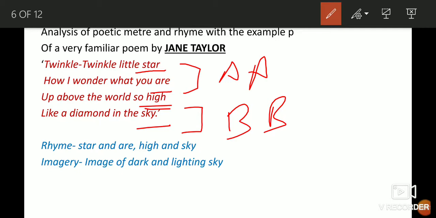Okay, and what's the imagery? Imagery is also a poetic device, and here the poetess has used the image of a dark and lighting sky. Whenever you imagine the twinkling stars, you may imagine the dark side of the sky also, and the dark sky is lighting up with these twinkling stars. Okay, I hope you understand the poetry in a better way.